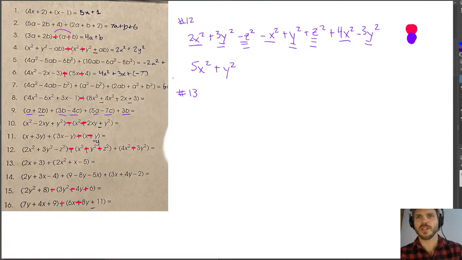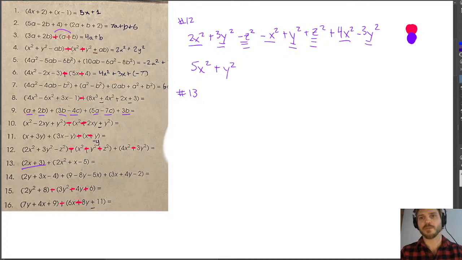Okay, so 13, and what are we going to do? Okay, so that little tricky negative is there. Again, that's super annoying. I don't like that. I wish they would just choose a better textbook, but you know how it is.